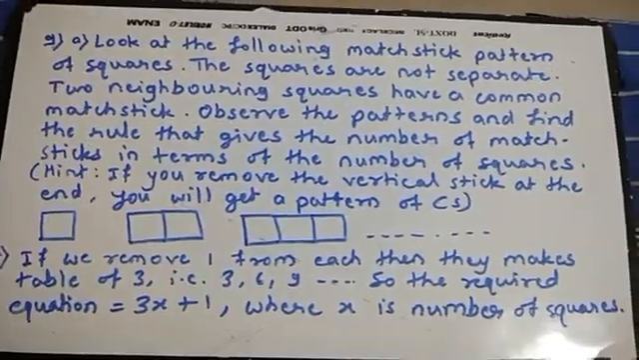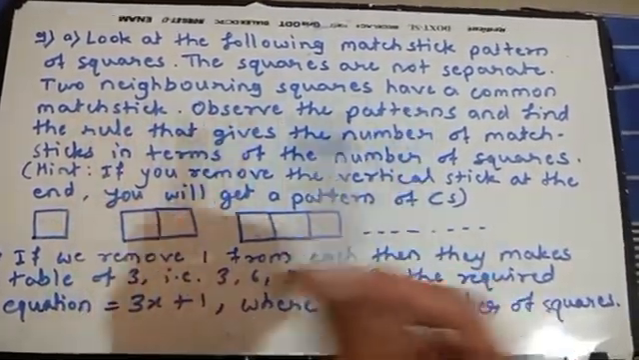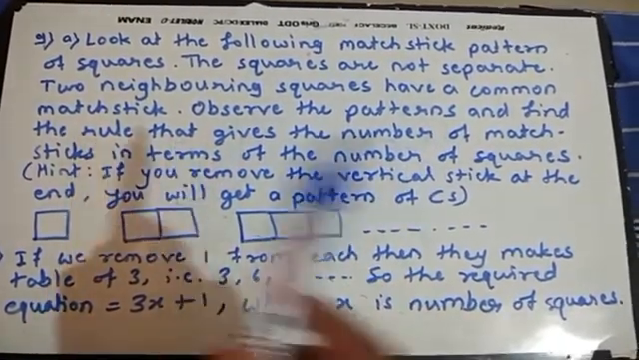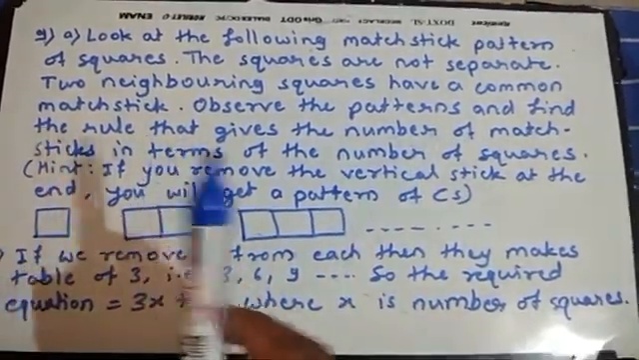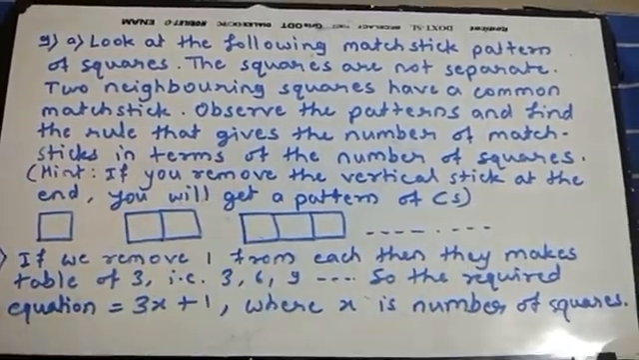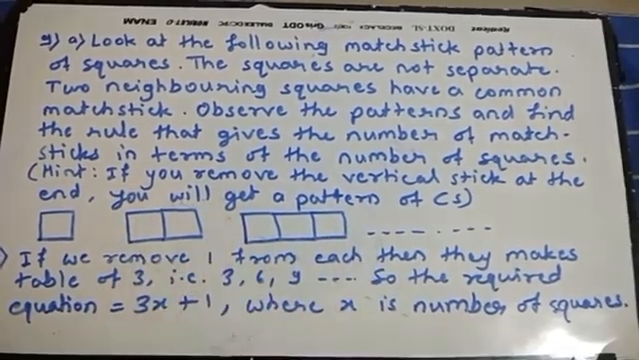Next question is, look at the following matchstick pattern of squares. The squares are not separate here. 2 neighboring squares have a common matchstick. Observe the patterns and find the rule that gives the number of matchsticks in terms of the number of squares. Now, a hint is given here. If you remove the vertical stick at the end, you will get a pattern of C here.